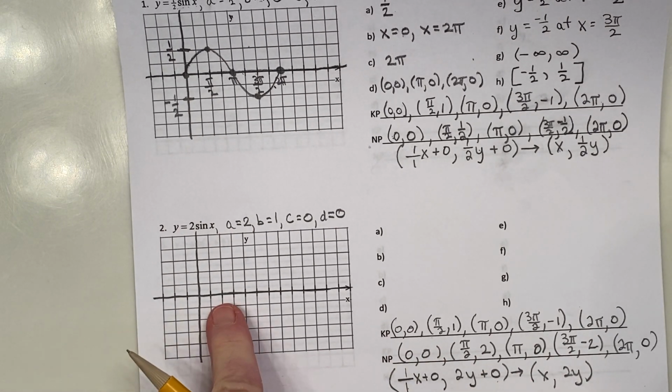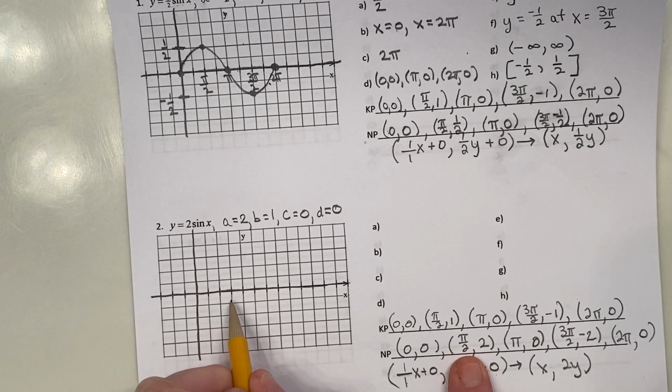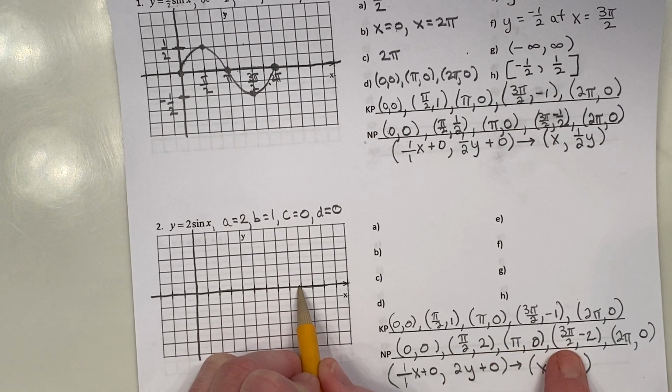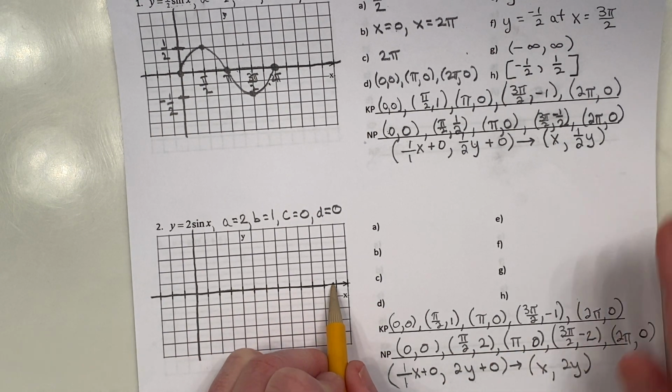Your choice if you want to use 2 tick marks to be the distance to pi over 2. Let me see if I use 3. 1, 2, 3. If that's pi over 2, then I'd have to do 1, 2, 3. That's pi. 1, 2, 3. That's 3 pi over 2. 1, 2, 3. Yeah, I have enough space.